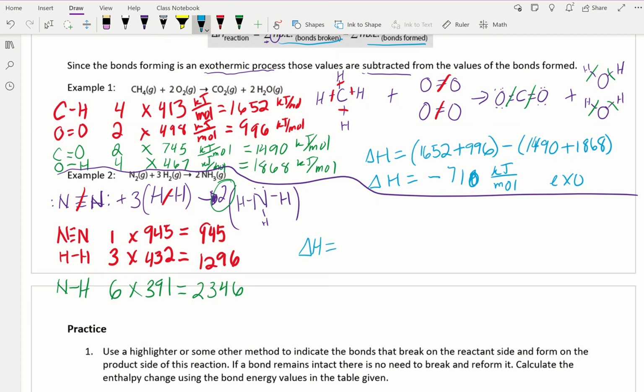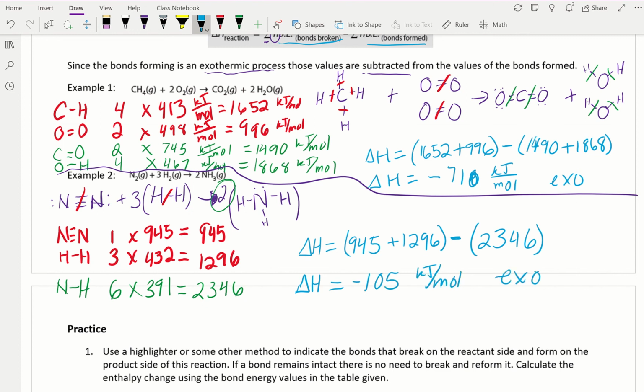So now we want to put this all together. Our change in enthalpy of our reaction is equal to 945 kilojoules per mole plus 1296. Those are our bonds broken, minus our bonds formed, because forming a bond is exothermic, so we've got to make it negative. That's what subtracting does for us. We only have just one number, but it's 2,346 kilojoules per mole. So we can do all of our addition and subtraction here, and I get negative 105 kilojoules per mole. So again, this is an exothermic process. That means we're getting rid of energy. So our reactants had more potential energy than our products did. We released more energy than it took in when we formed those bonds.